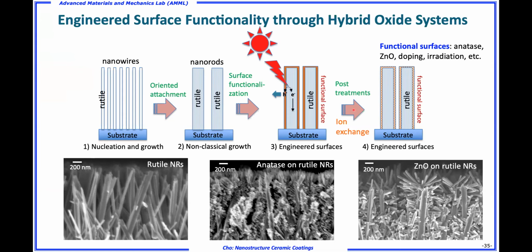And then additional treatment such as some ion exchange, and also we can change this functional surface. This actually shows three examples: just the rutile nanorod, and this is the anatase covered rutile nanorod. So actually you can see more development on the surface of the rutile nanorod. And also we can generate the zinc oxide on the surface of this rutile nanorod. So those hybrid structure generations are possible.